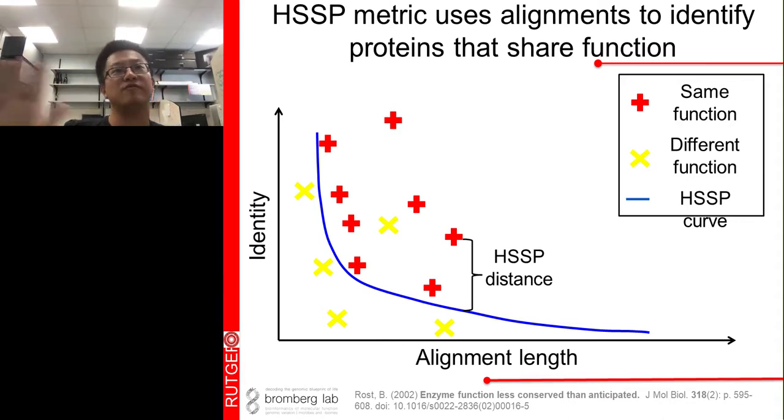And then you map all of those alignments into this 2D space of alignment length against sequence identity. And then you train a curve to separate the same-function alignments from the different-function alignments. Once the curve is trained, the alignments above the curve will be predicted to have the same function, and the alignments beneath the curve will be predicted to have different functions. And the distance from the alignment to the curve indicates the reliability of such a prediction.